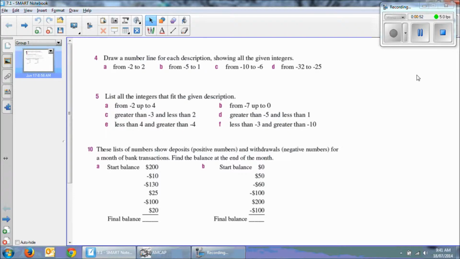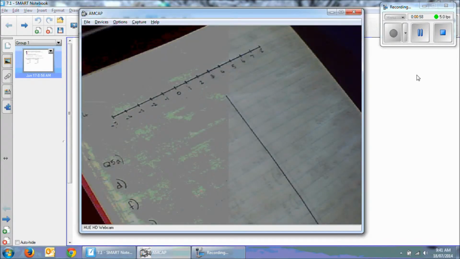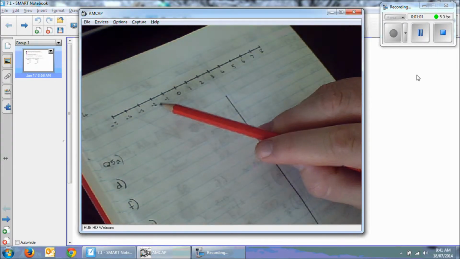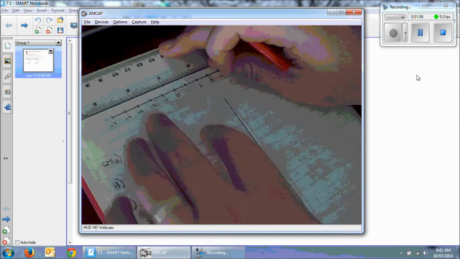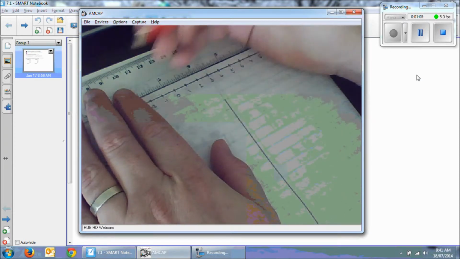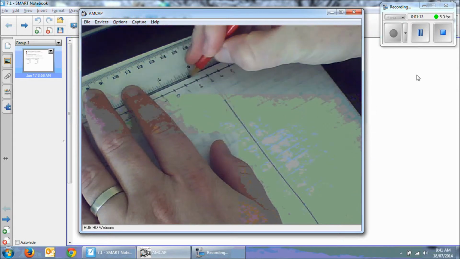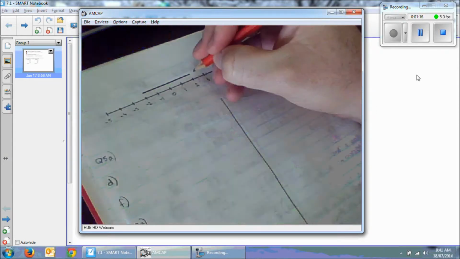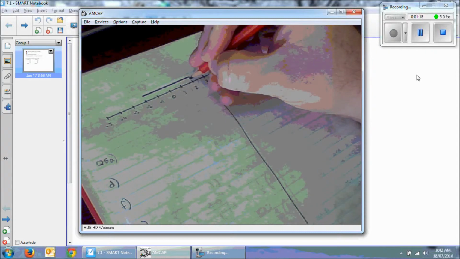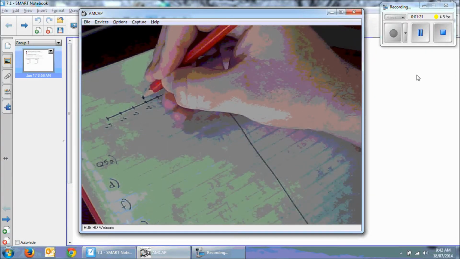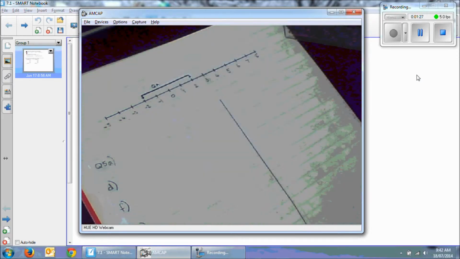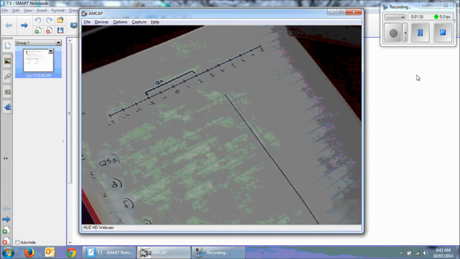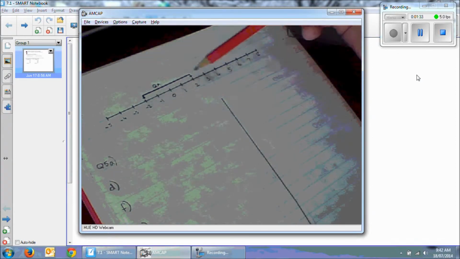So in A it says I need to show all the integers between -2 and 2. If I have a look at my number line, here's -2 and here is 2. So all I'm going to do is draw a line above those numbers, and below I'm going to put a couple of small arrows, and up here I'll put question A. Pretty straightforward. So that's showing me all of the integers between -2 and 2.